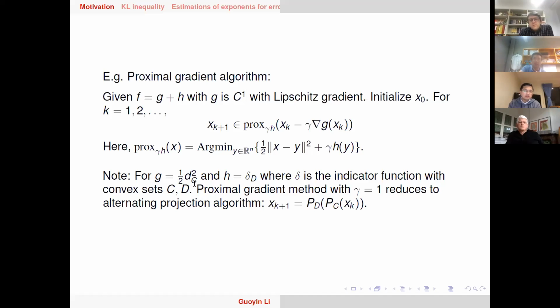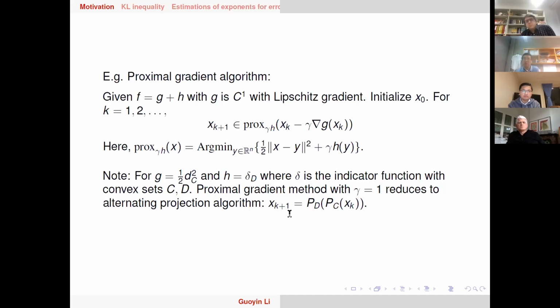The reason is that if you take g to be half of the squared distance function to C, and h to be the indicator function of the other set D, then the proximal operator just becomes the projection onto D. And if you compute the gradient of g at the point x, it's just x minus the projection onto C of x. If you plug this in, and choose gamma equal to 1, this becomes the projection onto C. So in that case, the alternating projection algorithm just becomes a special case of the proximal gradient algorithm.